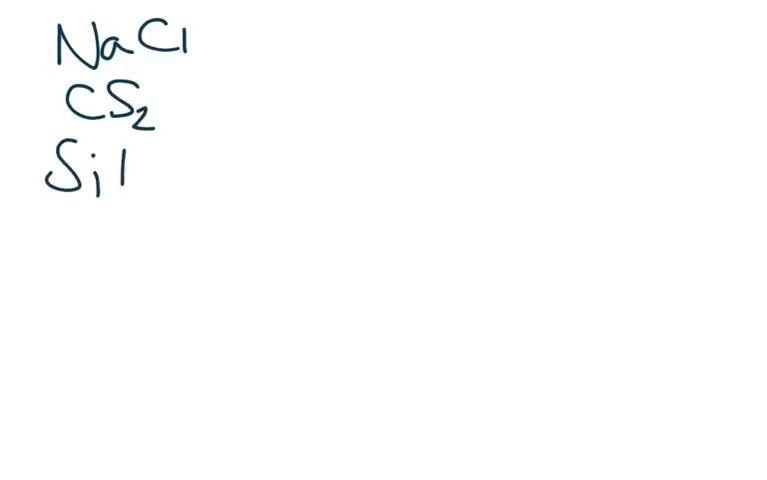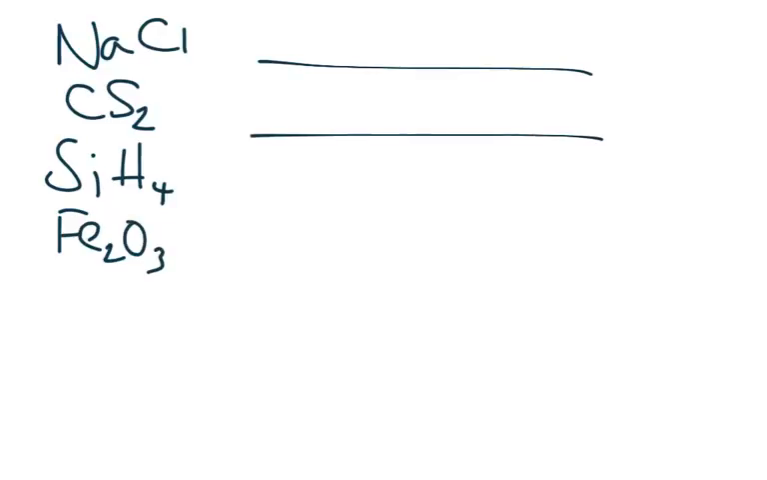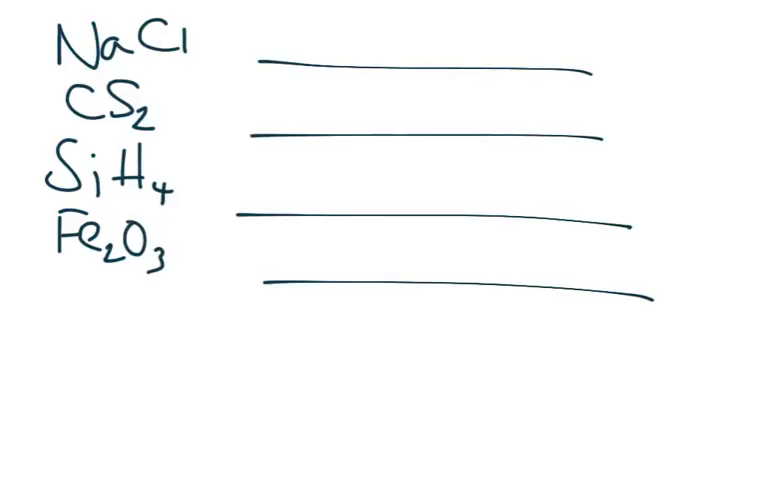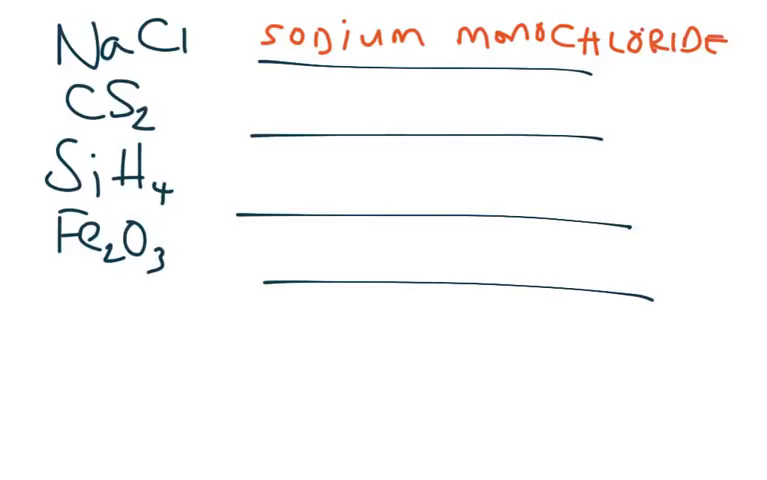Third thing is where it gets tricky. You are going to be given just lists. So I mentioned this in the last video. Let's say I gave you NaCl, CS2, SiH4, Fe2O3. I'm just going to give you blanks and say name them. What that means is you have to think, okay, wait a second, is this one sodium chloride? That would be following ionic rules. Or is it sodium monochloride? That would be following covalent rules.